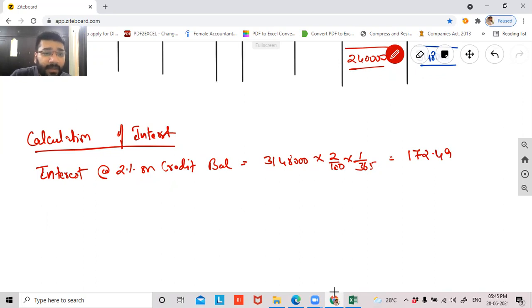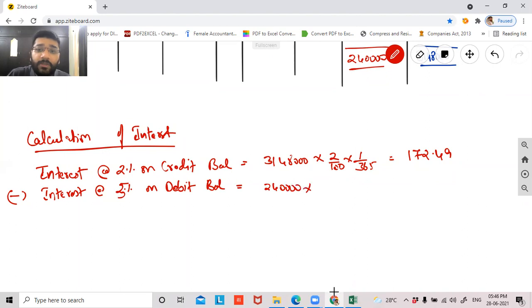Now, guys, interest less. Interest at the rate of 5% on debit balance, which is 2,40,000 rupees into 5 by 100 into 1 by 365. So 2,40,000 rupees into 5% divided by 365. Yes, are you all getting 32.87? Yes, sir.